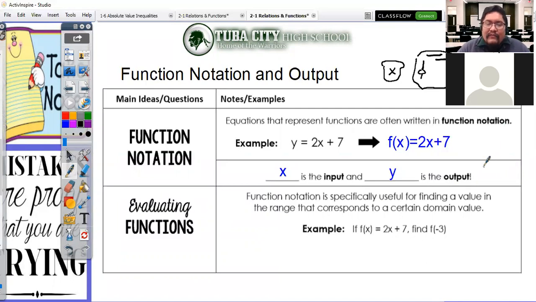And anytime you think of a function, I know sometimes when people think of the word function, they think of something really complicated, mathematical equations and stuff like that, which, yeah, it could be, okay? But function is just a very basic thing. There's an input and an output.